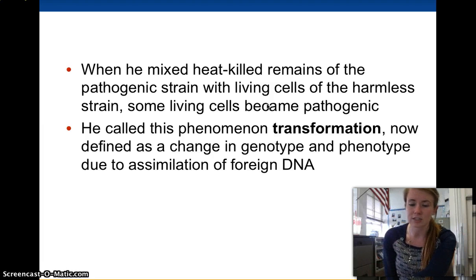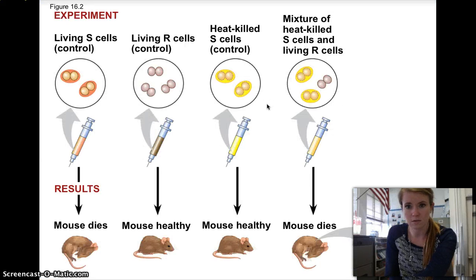And it's defined as a change in genotype and phenotype due to assimilation of foreign DNA. So it's not just a change in phenotype. The cells didn't just learn how to be dangerous. They actually changed their genotype. They picked up the DNA, now have that DNA to cause pneumonia, and so their phenotype changed also.